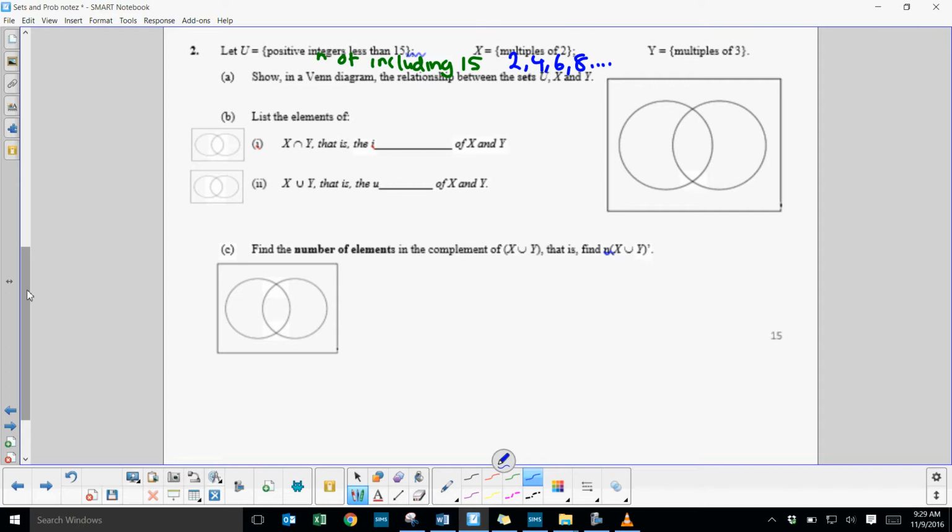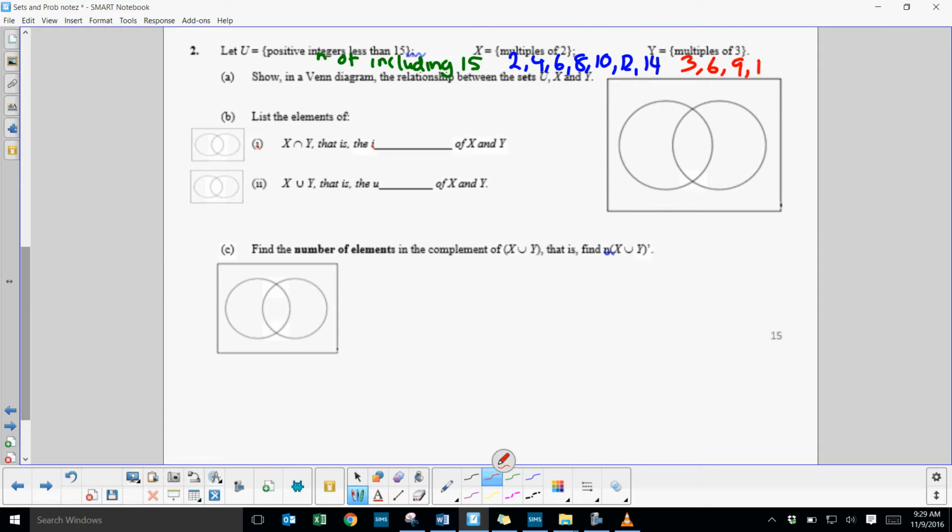So if you wanted to, you could express them exactly. That might help. So the multiples of 2 that are less than 15 are 2, 4, 6, 8, 10, 12, 14. So we've listed all of the X there. Y is the multiples of 3. Y has to also belong to the universal set. So the multiples of 3 that are less than 15 are 3, 6, 9, 12.